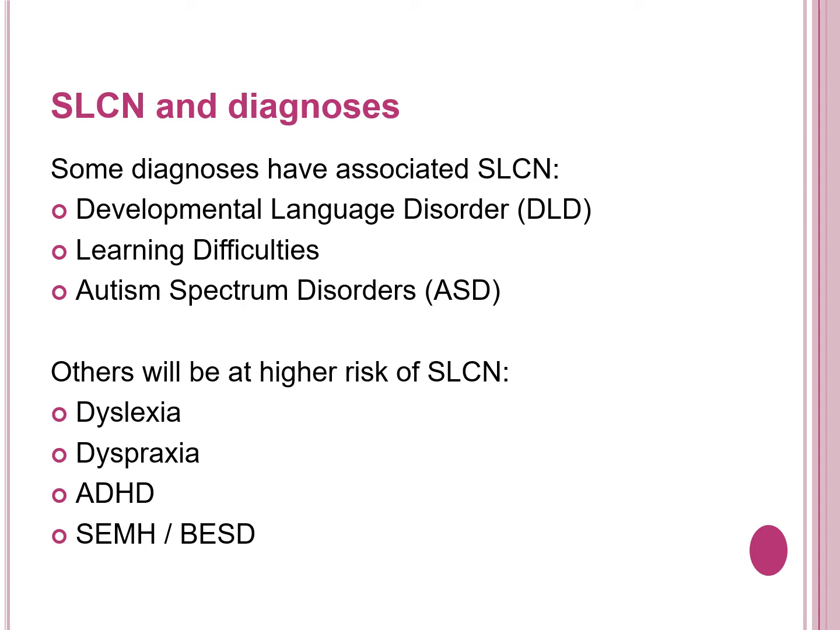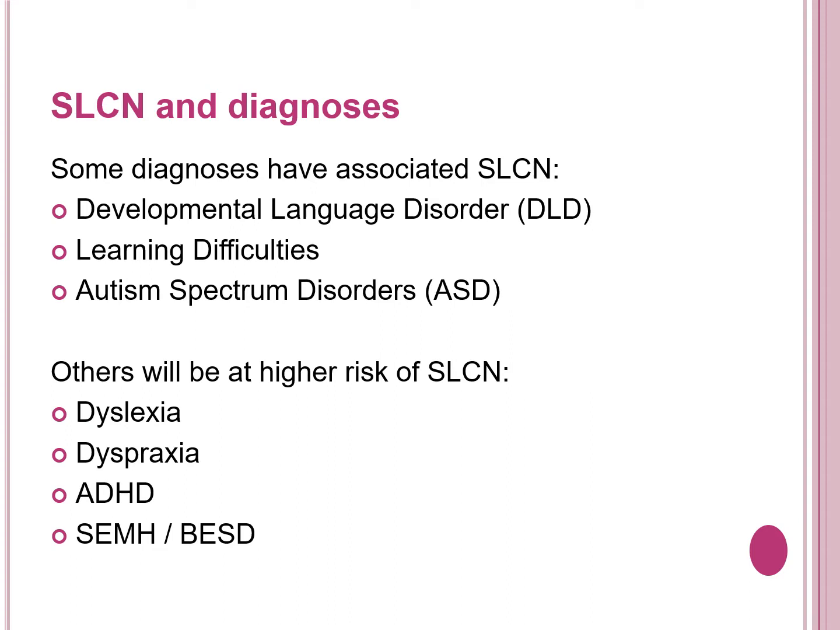Speech, language and communication needs is an umbrella term that is used to cover a range of needs. Many children and young people who have other SEN labels or diagnoses also have SLCN. There are some groups of children and young people who are at much higher risk than others, for example those with DLD, learning difficulties and autism. Other diagnoses that can result in SLCN are dyslexia, dyspraxia, ADHD and SEMH.